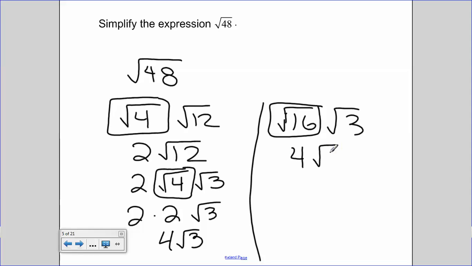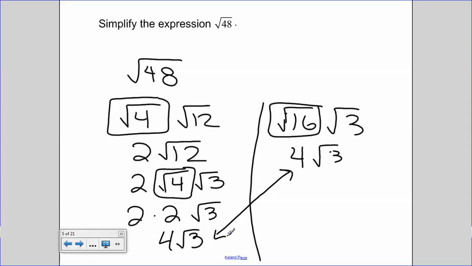Radical 4 radical 3. That's the same thing we got down there, isn't it? The same answer. Now, why was this one so much faster than this one? Because you had to simplify something. We had to simplify a lot, didn't we? We have 2 perfect squares to go into 48. 4 does, and so does 16.